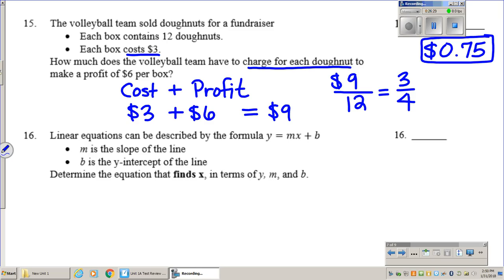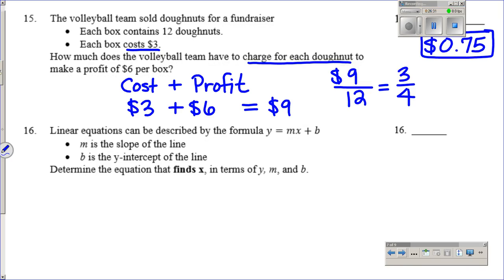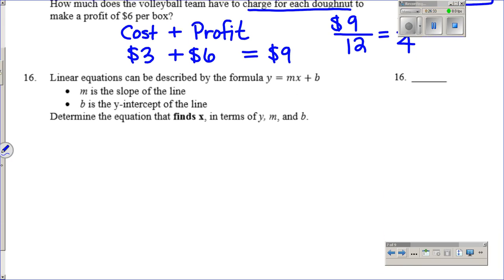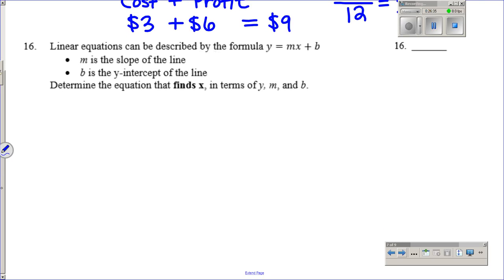Okay, number 16, this is a literal equation. It says linear equations can be described by the formula y equals mx plus b. So that's our slope-intercept form. M is the slope of the line. B is the y-intercept of the line. Determine the equation that finds x. So they're wanting us to take the given equation y equals mx plus b and solve for x.